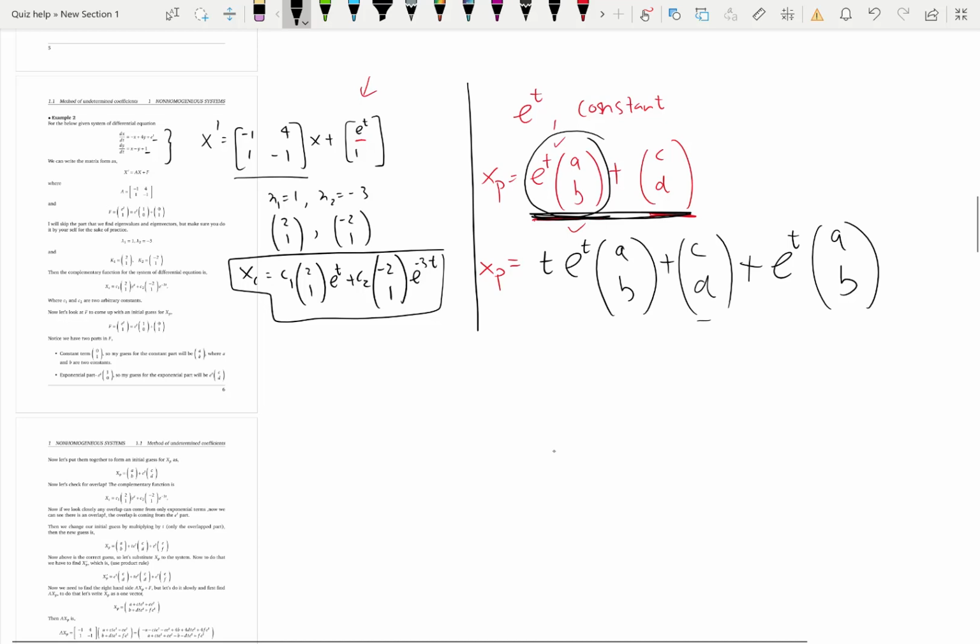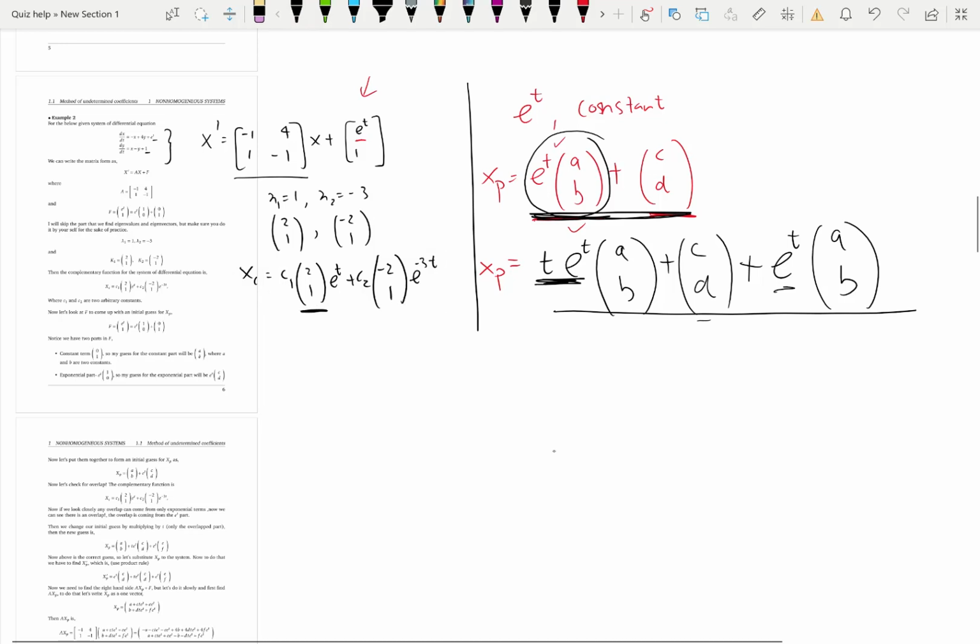But then when you compare, you might ask, we still have an overlap, right? Because we still have this e to the t term overlap. But now we have t e to the t here. So this term does not clearly have an overlap with this term because it's multiplied by t.